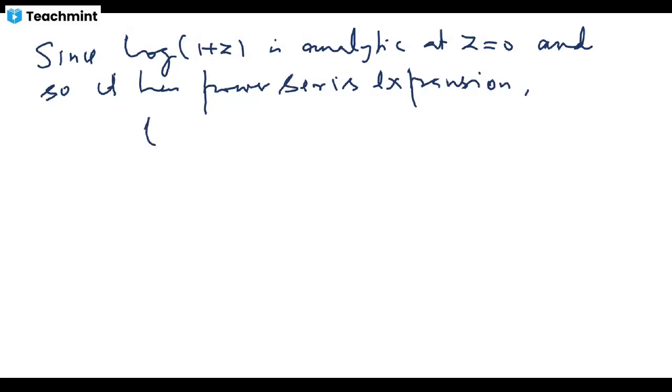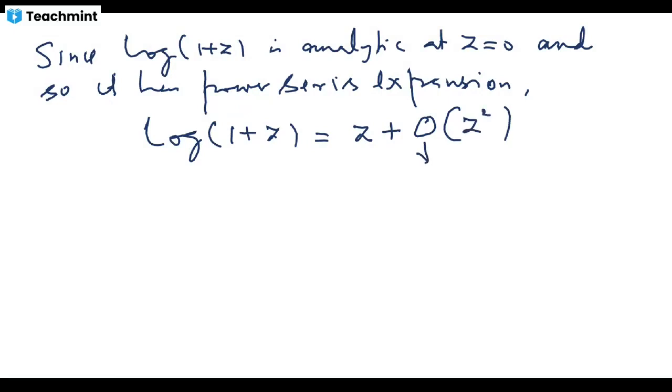That power series expansion can be briefly written as log of 1 plus z. The first term will be z, plus other terms, whatever they are, z square, z cube, we can write them as big O z square. You just read it as big O. Okay. So big O z square means all other terms will have z square as one of the factors. So you can write it like this, okay. This is z plus big O z square, and this is valid near zero.